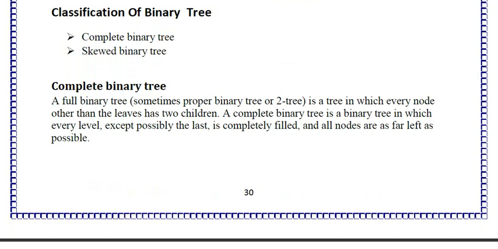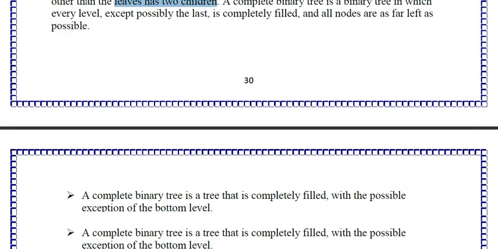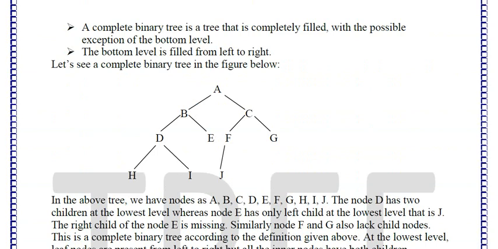Classifications of binary tree: complete binary tree and skewed binary tree. A complete binary tree is a full binary tree, sometimes a proper binary tree or 2-tree. In this tree, every node other than the leaves has two children. That is why in this diagram you can see that A has two children, B and C have two, and D also has two. That is why it is known as the complete tree.